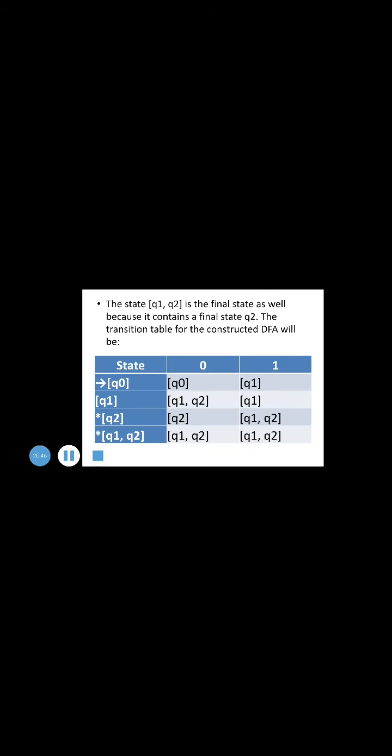The q1 q2 will be considered as a single new state. It is not separate states; it will be a single state, for example like q3 or q4 or q5. Here the single new state is named q1 q2. We have to consider q1 q2 as a single state, then only it will become a DFA. So from the resultant we have to construct the transition table of the new DFA.